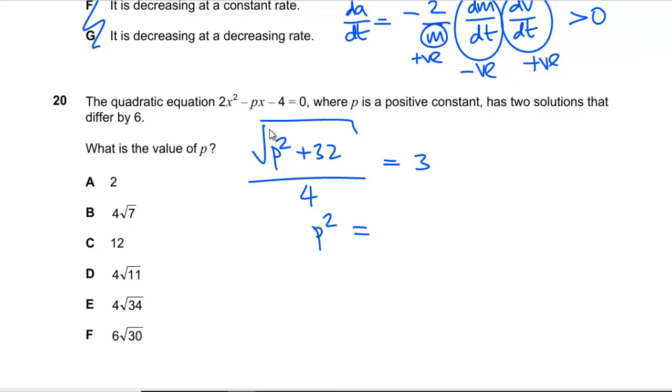So we're going to get p squared, as in half the difference. If one of them's plus 3, the other one's minus 3, we end up getting a 6 difference. So p squared is going to be equal to 12 squared minus 32. So 144 minus 32 is then 112. So we've got the square root of 112. Well, 16 goes into 112, because that's 7 16s. So we're going to have 4 root 7, which is B.